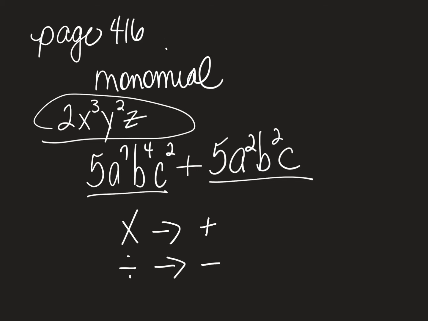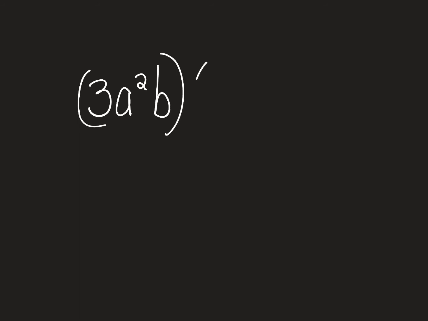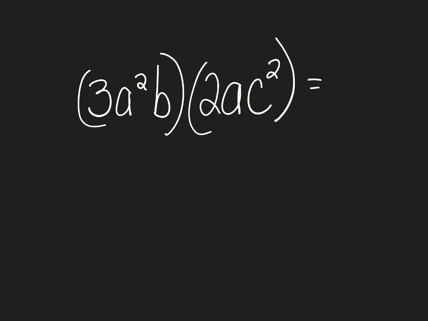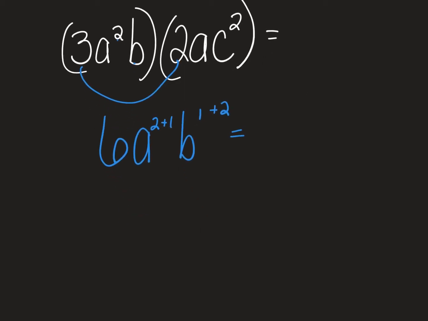Now, let's move on here. So again, if we have 3a squared b times 2ac squared, you're going to have, look, watch me here. 3 times 2 is what? 6. A is 2 plus what? 1. B is 1 plus 2. Everybody watching? So what is my final answer? 6a to the third and b to the third. Okay? It is neat how it works.